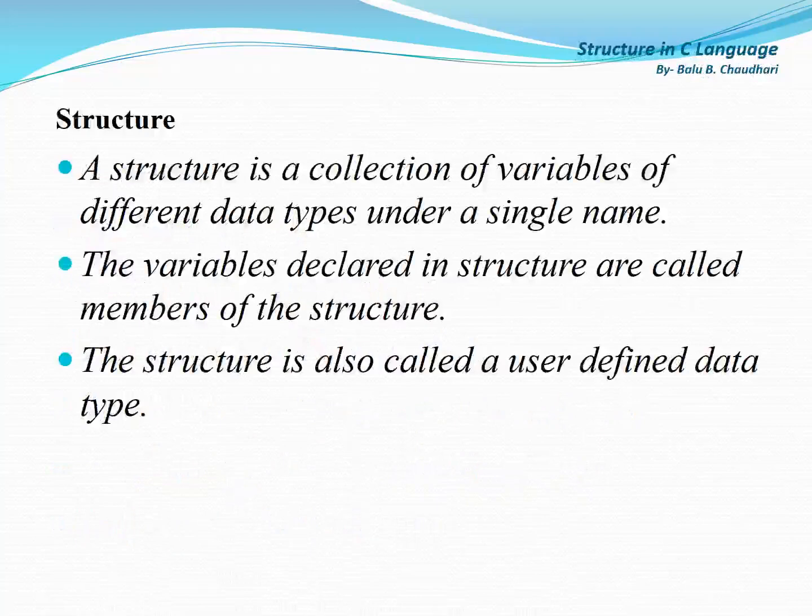Now we will see what a structure in C is. A structure is a collection of variables of different data types under a single name. The variables declared inside the structure are called the members of that structure. The structure is also called a user-defined data type.